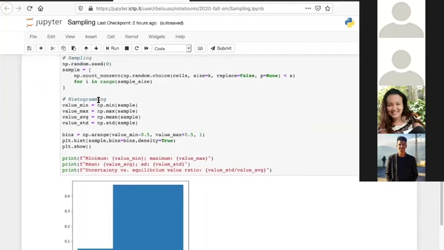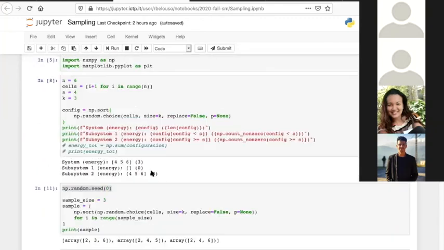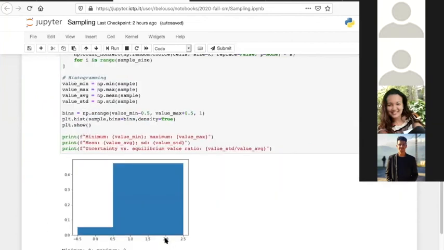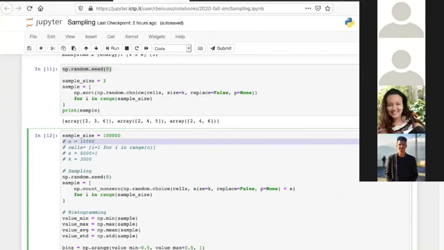Right now in this system, I sample the energy in the first subsystem. You see that most of the time there will be 1 or 2 particles in my subsystem, and very rarely will all the particles go into the second subsystem. Let's see what happens when I make my egg carton have 10,000 particles, okay?